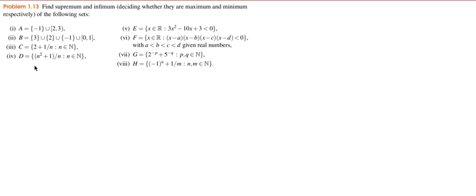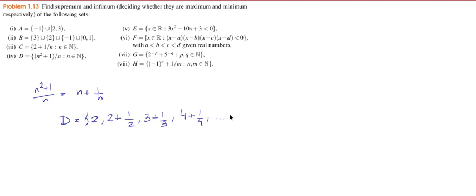Now for D, this is n squared plus 1 over n for all natural numbers. We can write this as n plus 1 over n. It's clear that this is growing up to infinity. This is 1 plus 1, 2, and then 2 plus 1 over 2, then 3 plus 1 over 3, 4 plus 1 over 4, and so on. It's clear that this is growing. The minimum here is 2, and also the infimum.